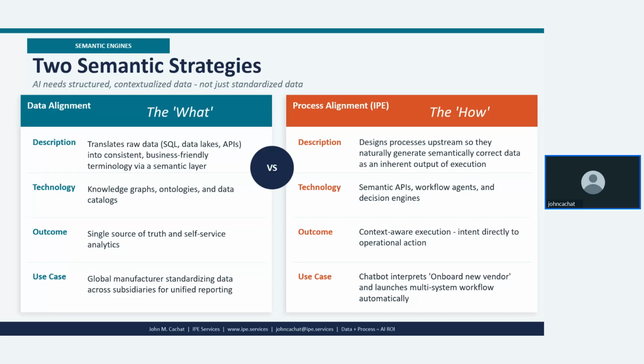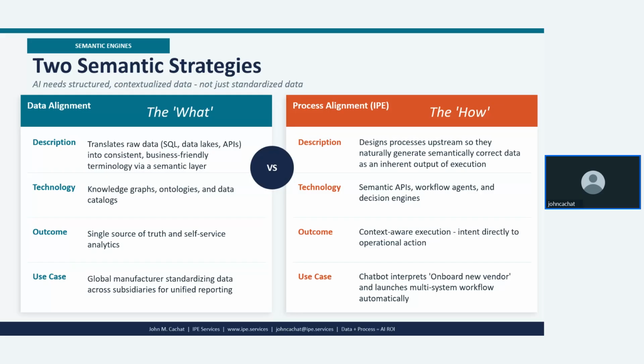Compare that now to process alignment with IPE, or the how. IPE designs processes upstream so they naturally generate semantic data and the output. So APIs, workflows, SIPOC diagrams, and the outcome is context-aware execution. Intent goes directly to the operational action. And we're going to talk about personas, about how I can then present the same data to different groups.